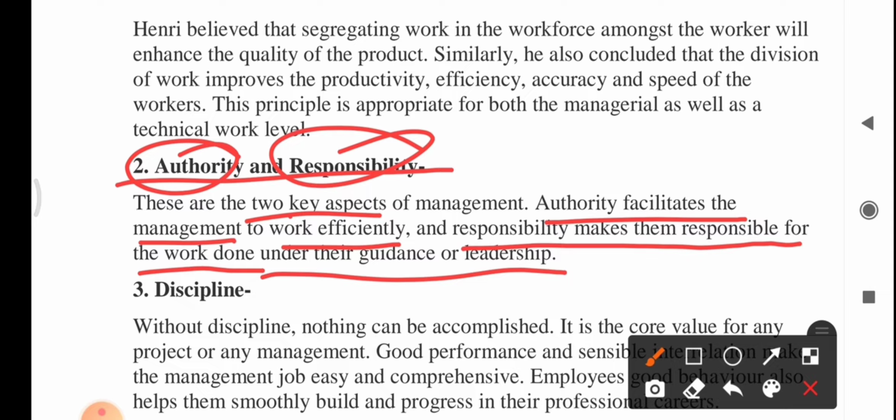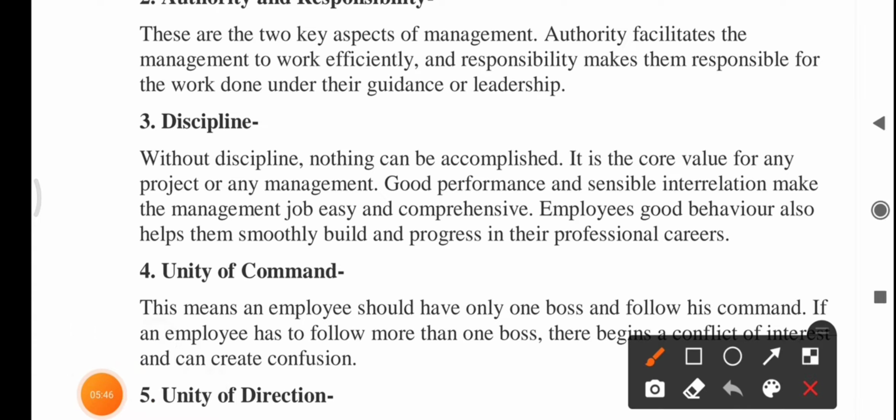If there is a principal, so the authority and responsibility has been given to him. Why? So that there shall be a smooth functioning of the organization. Okay, the same thing is applicable in this principle also. Our third principle is about discipline. Without discipline, nothing can be accomplished.